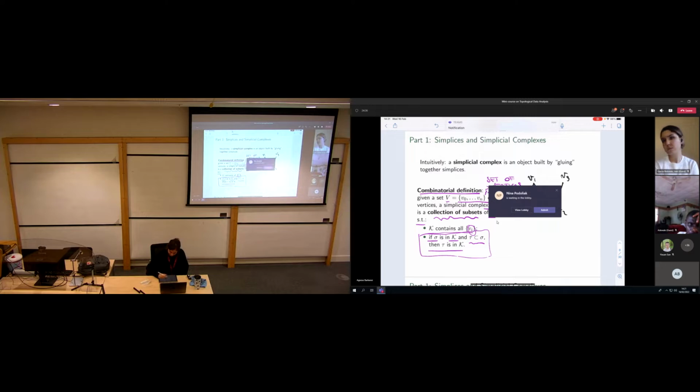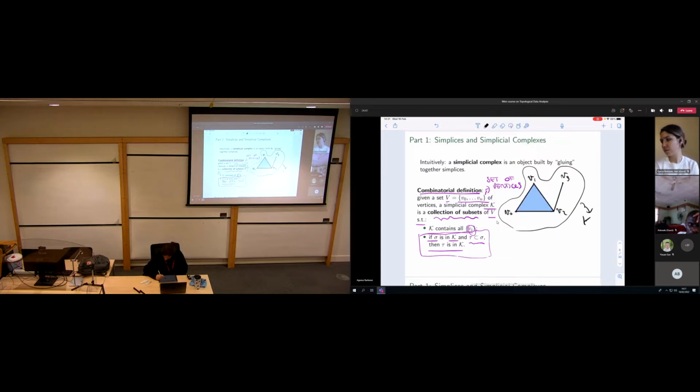Following this definition, if this figure is the geometric representation of our simplicial complex K, its combinatorial counterpart would be the following collection of subsets. So we have all the vertices, V0, V1, V2, and V3.